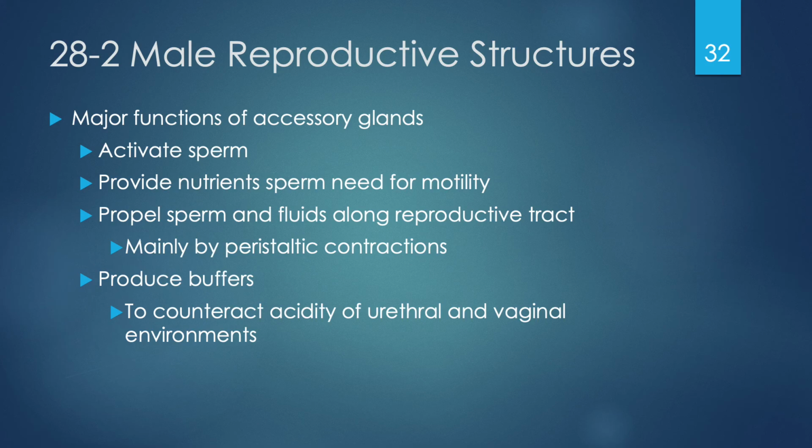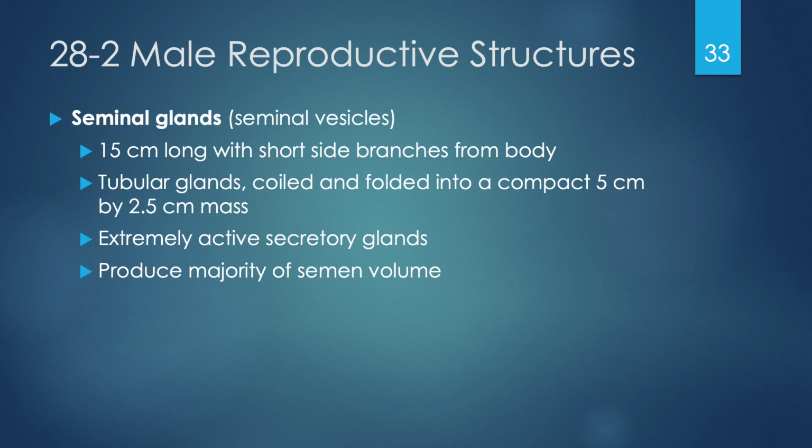sperm. The seminal glands are the first in the line of production among the accessory glands. Seminal glands, also known as seminal vesicles, are responsible at the very beginning for producing the majority of seminal volume. They're extremely active glands, and they're only about 15 centimeters long, but they're kind of wide. They're about 5 centimeters by 2.5 cm overall, folded into this compact unit of tubular glands.